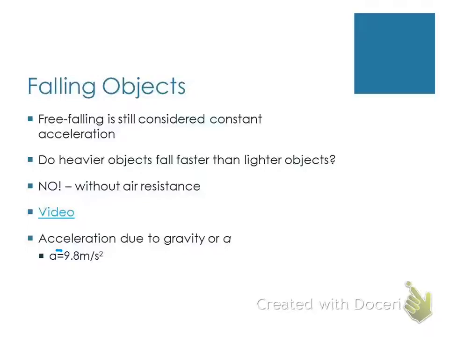Even if it's pushed down, that initial velocity makes no difference to us in terms of the acceleration due to gravity. Same thing if an object gets thrown upward. Gravity is still pulling it back down. So no matter what the direction of our object is, acceleration is always going to be negative 9.8 meters per second squared.